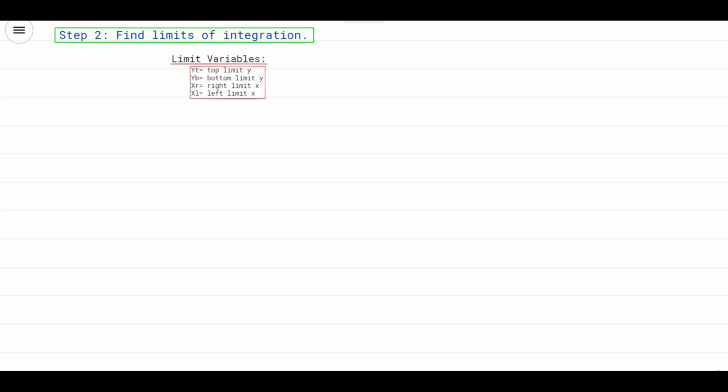So in this case, we're given x limits. That's how we know we have to have terms of x. So xl is equal to 1, our lower x limit, our left x limit, and our right x limit was given to us as 7.